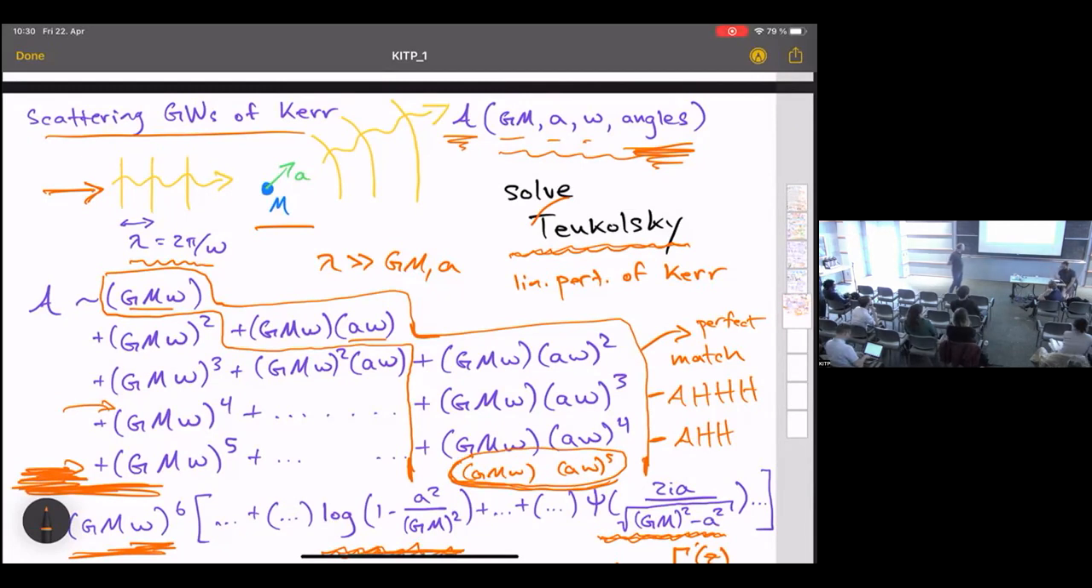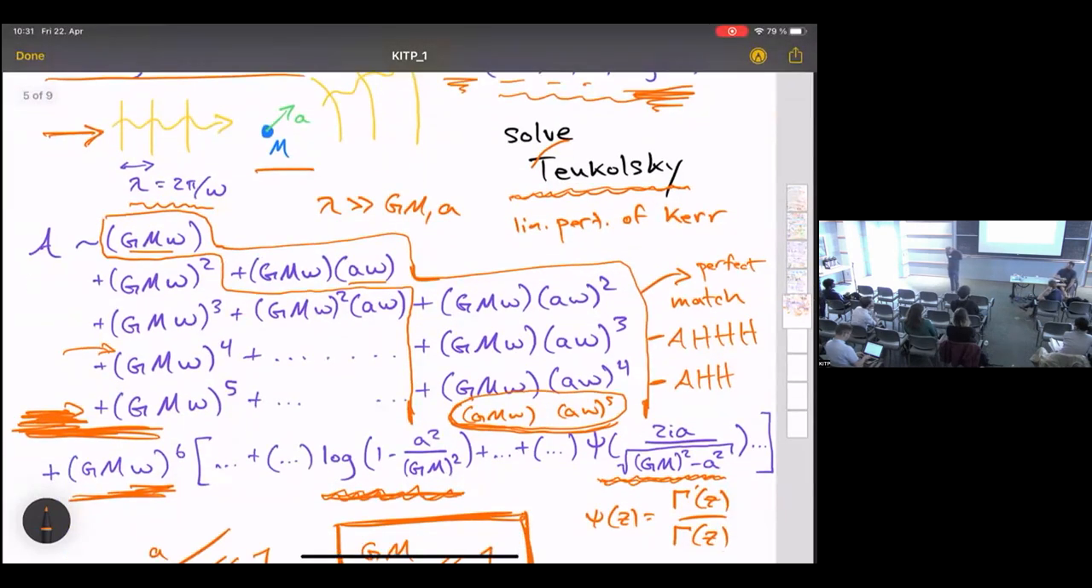And so your question is, well, you have a G M omega to the 6 in front of all of those transcendental functions. Yes. So is it obvious that there are powers of G inside of the log? I would say probably not. But you're solving non-linearly in G and expanding afterwards.